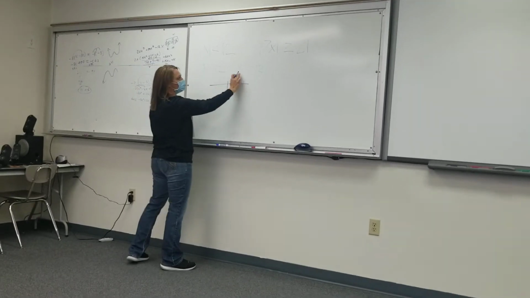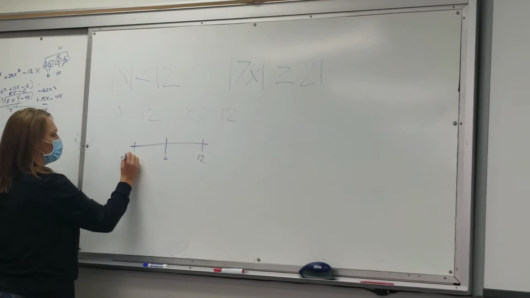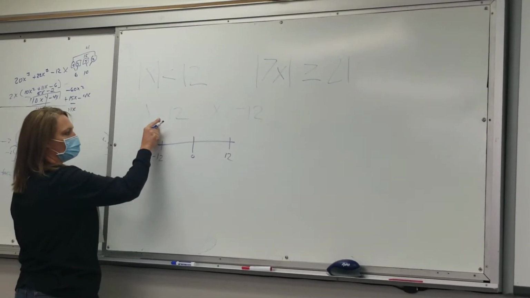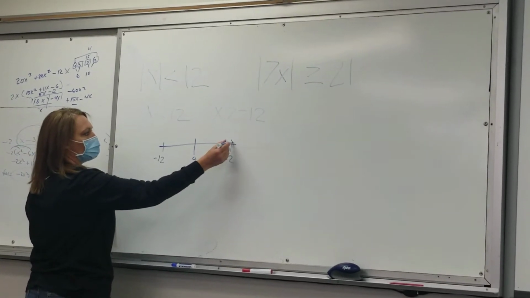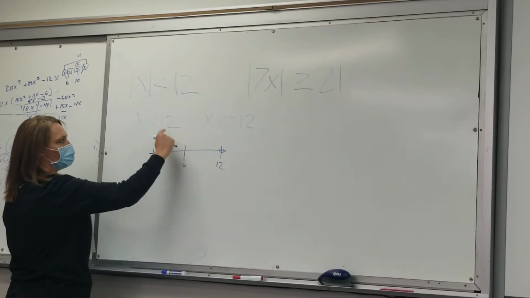So x is less than 12 and x is greater than negative 12. So how do I mark this? What do I do with this one? You have to make the circle first. Okay, the circle, because it's not equal to on this side.